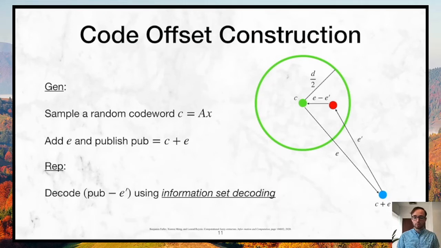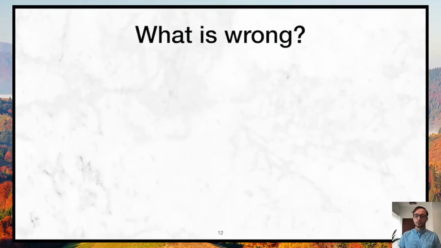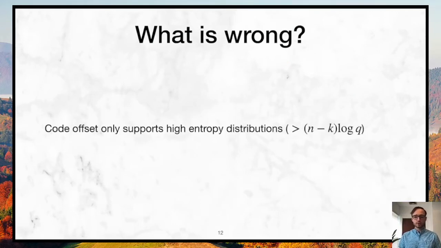Then in Rep, we subtract off another biometric reading from that pub value, and we decode it using information set decoding, which is a decoding procedure that tries to find an error-free subset and use that to recover the original code word. So what's wrong with this construction? Well, it only supports high entropy distributions.